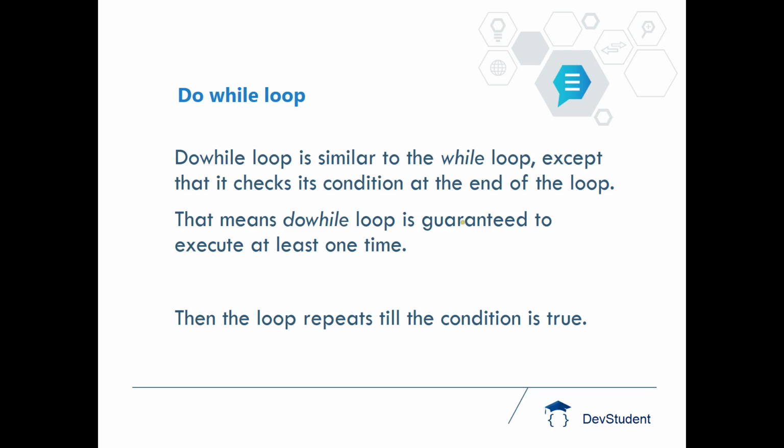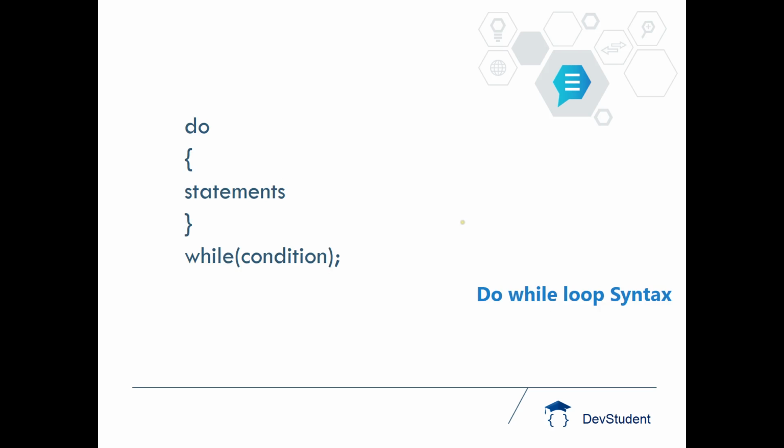That means we are going to have the condition at the end of the loop. If it is true, the loop will be repeated and it keeps on repeating, executing the statements till the condition is false. Here we have a syntax for do while loop.